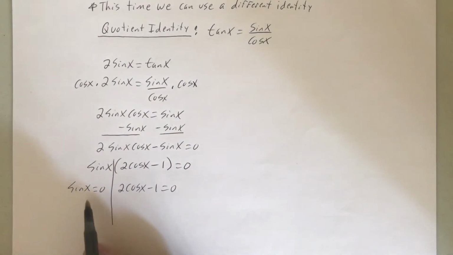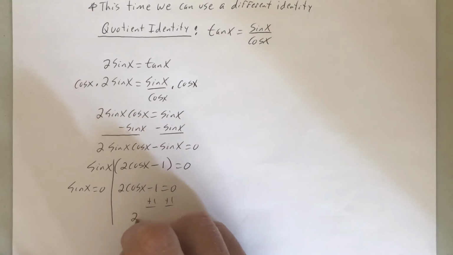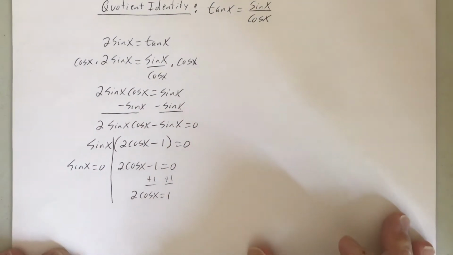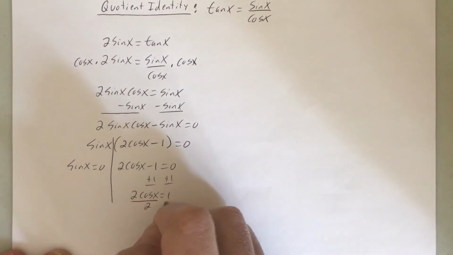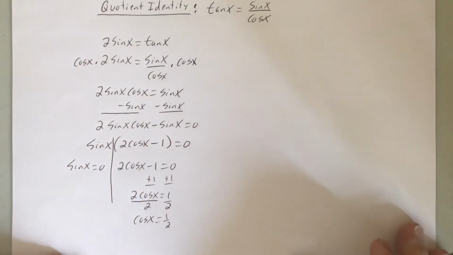So this one's already solved. I'm going to go ahead and add 1 here. And I get 2 cosine x is equal to 1. Divide by 2. And then cosine x is equal to a half.